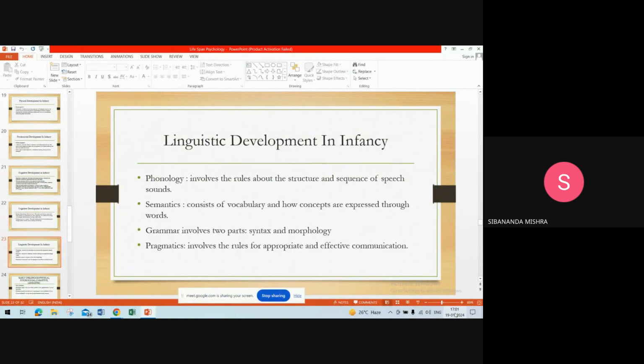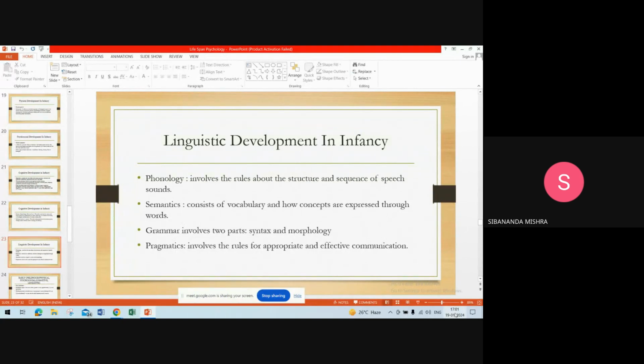It represents self-awareness. There are four components of language development in children. First is phonology. Phonology involves the rules about the structure and sequence of speech sounds. Second one is semantics. Semantics consists of vocabulary, how concepts are expressed through words. Babies can recognize familiar words and use gesture.